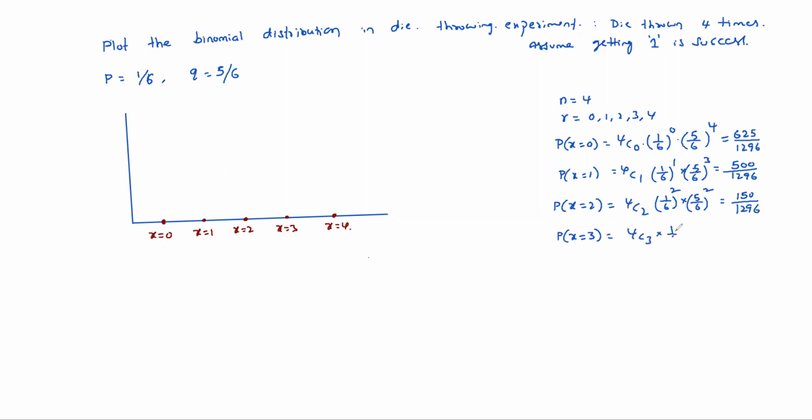4C3 into 1 by 6 cube into 5 by 6 to the power of 1. 4C3 is 4, 4 into 5 is 20, 20 by 1296. X equal to 4 is 4C4, 1 by 6 to the power of 4, 5 by 6 to the power of 0.